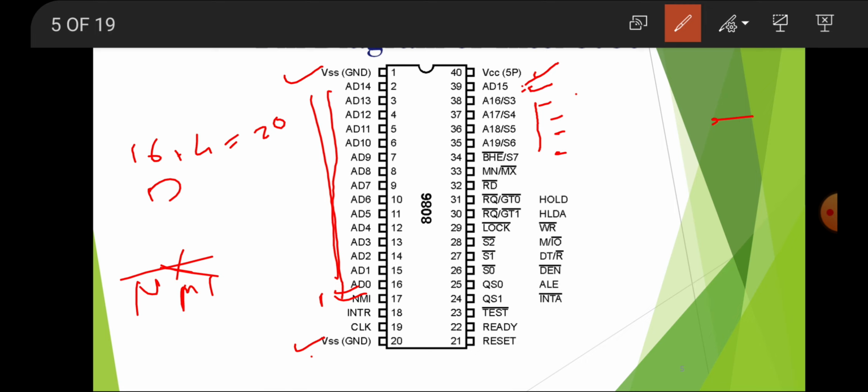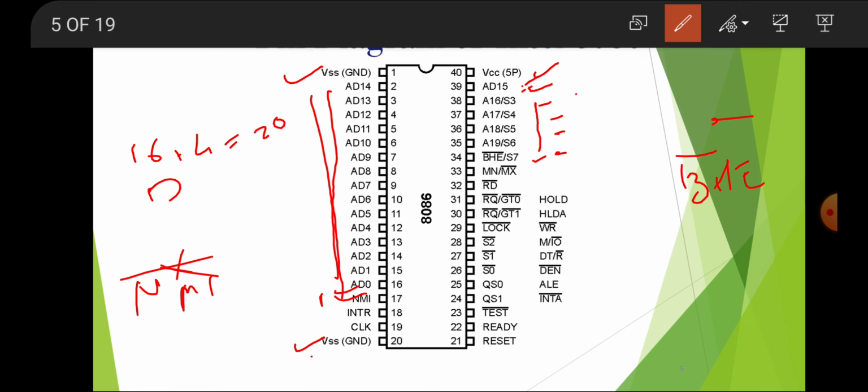Now you can see here BHE, pin number 34. That has a bar, which means it is active low. When this bit is 0, then this pin is active. That is called active low: when that bit is set to 0, then it becomes active. I hope you understand what I am saying. So come back to our topic.